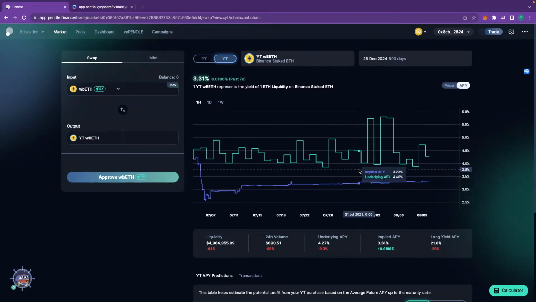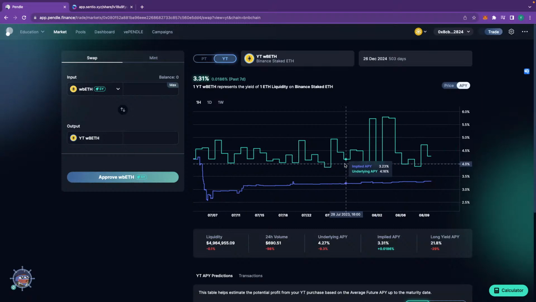What you want to see here is the trend in the underlying APY, which is the gray chart here. The trend in how much egg the chicken has been shooting out, right? Like how much we are getting in actual use versus the cost for buying the YT, which is the implied APY.